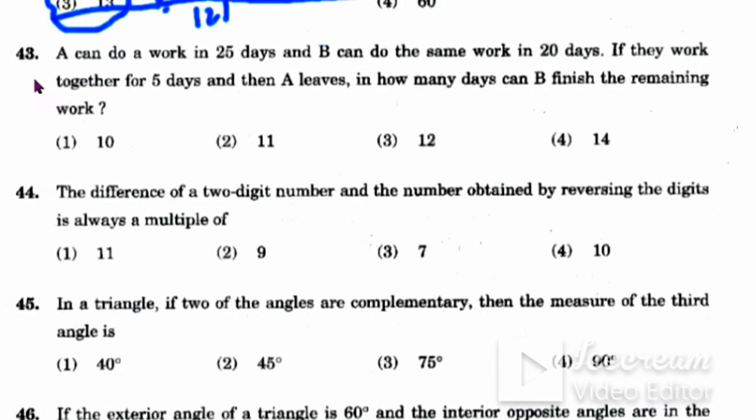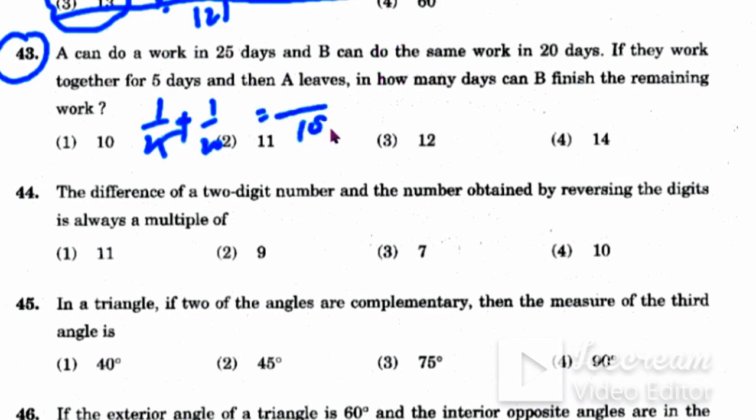Next question we will see, question number 43. A man A can do a work in 25 days and B can do the same work in 20 days. If they work together for 5 days and then A leaves, in how many days will B finish the remaining work? So first you have to find the per day capacity of A. A's 1 day work is 1 by 25. B's 1 day work is 1 by 20. So both 1 day works will be added. The LCM will be 100. 25 fours are 100 and 20 fives are 100. So 9 by 100. This is 1 day work of A plus B. Both can do 9 by 100 part of the work in 1 day.